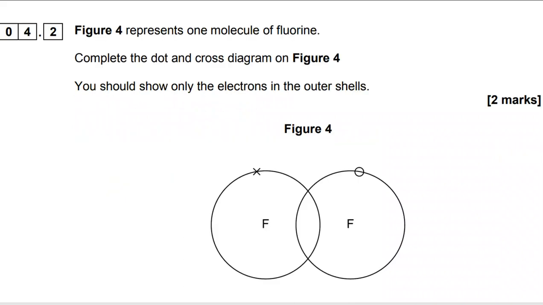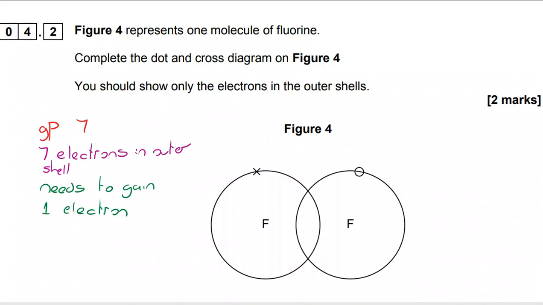On to 4.2, figure 4 represents one molecule of fluorine. Complete the dot cross diagram on figure 4. You should only show the outer shell electrons. Well, let's go through the logical route to make sure that we are happy with how we get to the right answer. Fluorine is in group 7. That means it has 7 electrons in its outer shell. And that means to get a full outer shell, it needs to gain 1 electron.